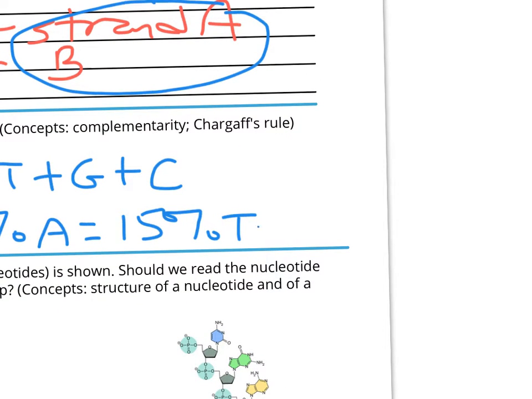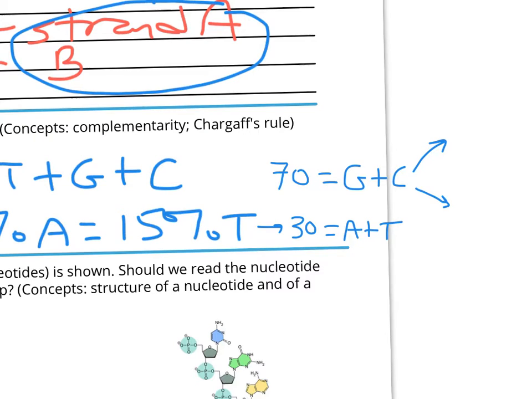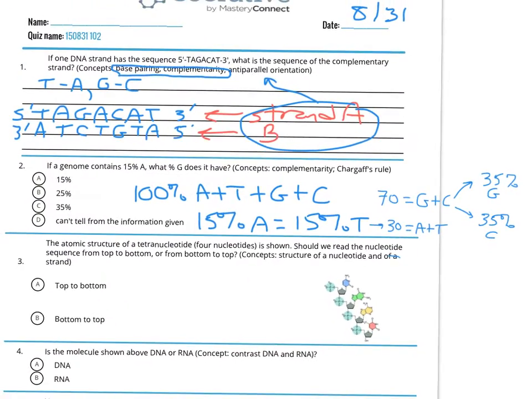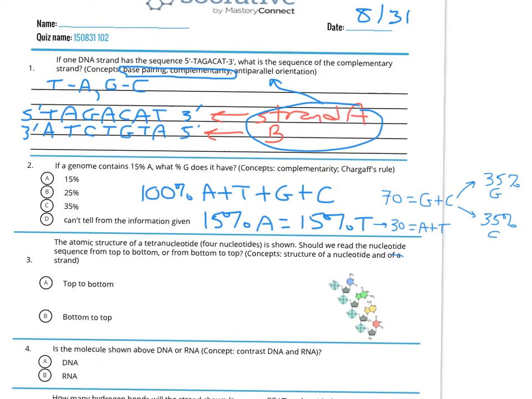That means 30% of the genome is A plus T, which means that 70% of the genome, the rest, has to be G's and C's, and those have to be divided evenly because of complementation and base pairing. Every G is paired with every C, so it must be 35% G and 35% C. So if we come back and look at the options, we can tell that the percent G needs to be 35%.